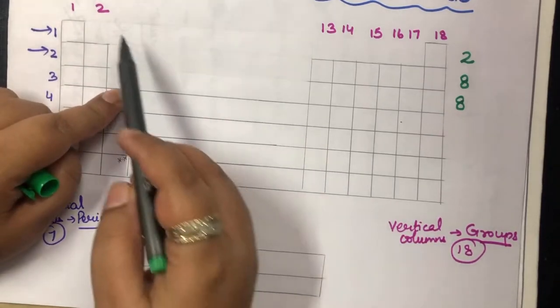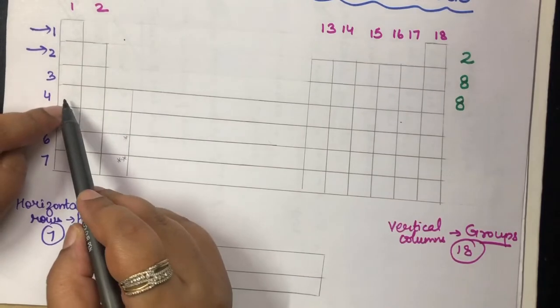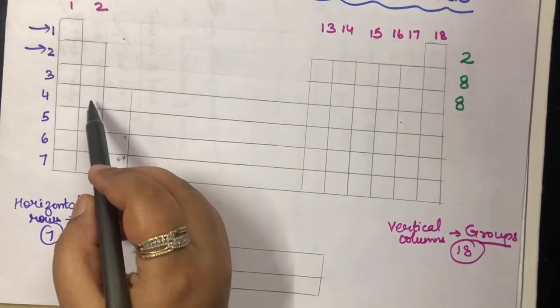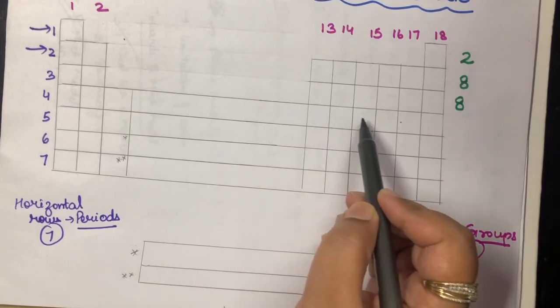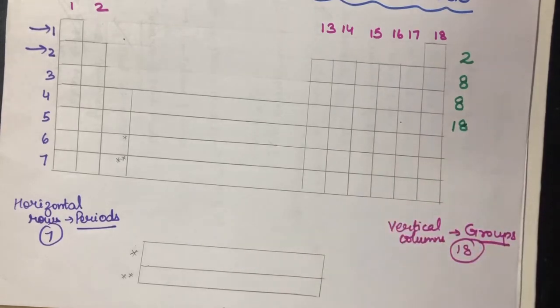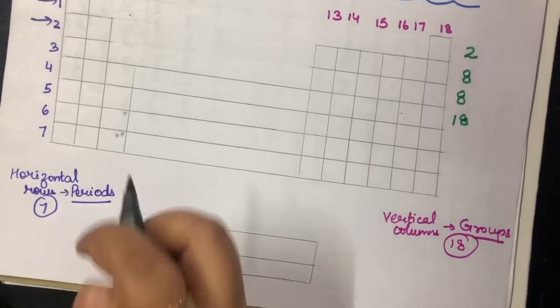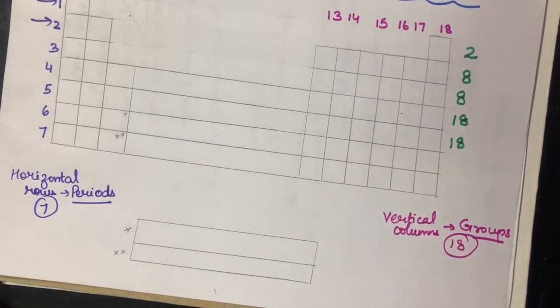Now when I start with period 4, it has 1, 2, and then how many more are here? There are groups 3 to 12, right? So 1, 2, up to 10 here. So it would be 12, 13, 14, 15, 16, 17 and 18. So the fourth period has 18 elements. The fifth period goes exactly the same, so this is also 18 elements.